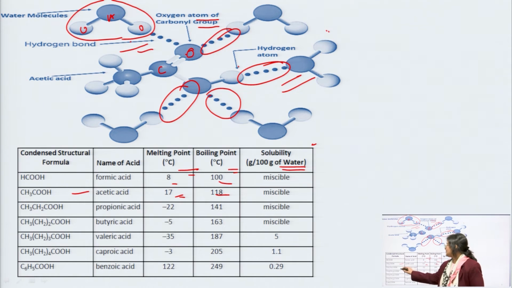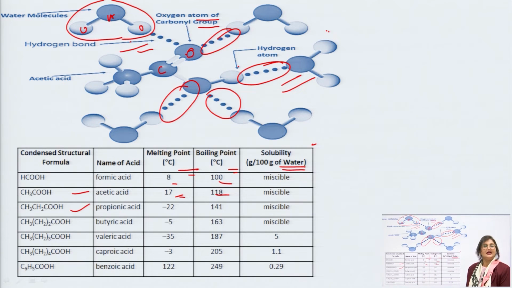Moving on to the next compound, propanoic acid has a melting point of minus 22 degrees Celsius. It has a boiling point of 141 degrees Celsius and is miscible in water. Similarly, next compound, butyric acid, has a melting point of minus 5 degrees Celsius, a boiling point of 163 degrees Celsius, and again it is miscible in water.